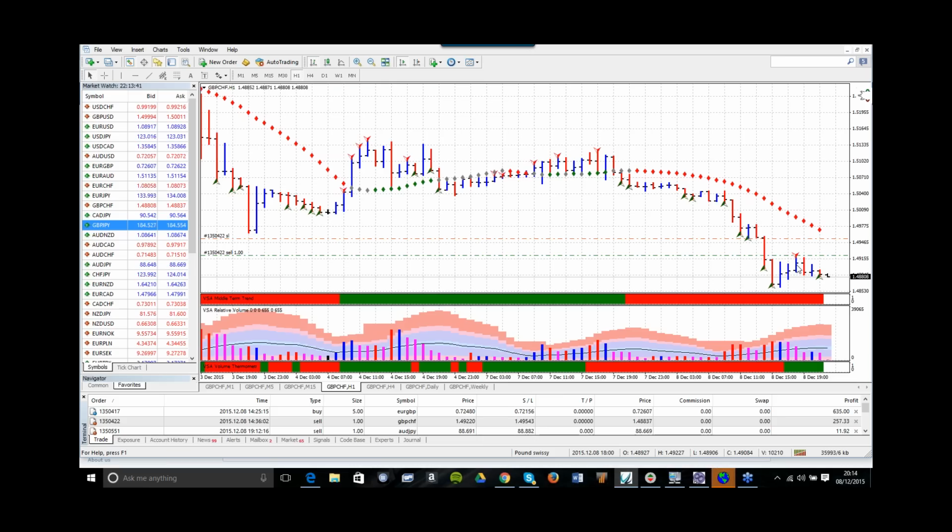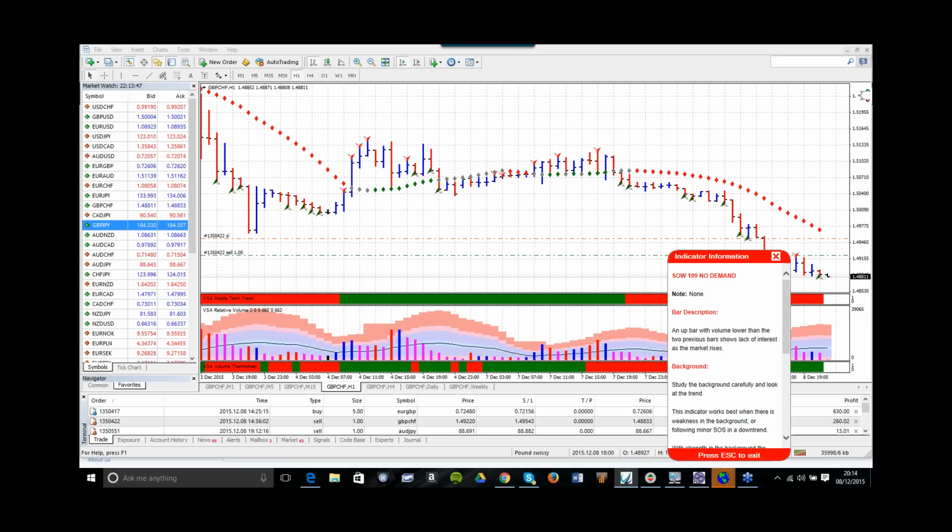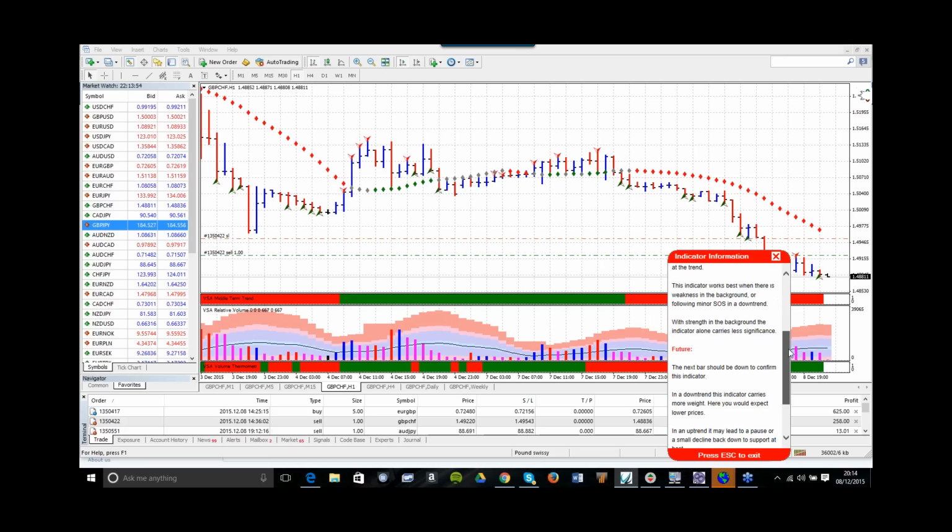Okay, so here we have quite clearly no demand. Now, we know it's no demand because we can click on it and it tells us. But look, most importantly here, about what the future says about the bar. The next bar should be down to confirm the indicator.